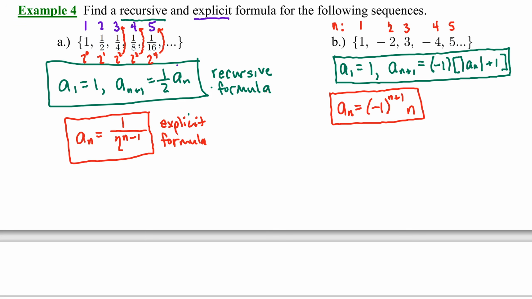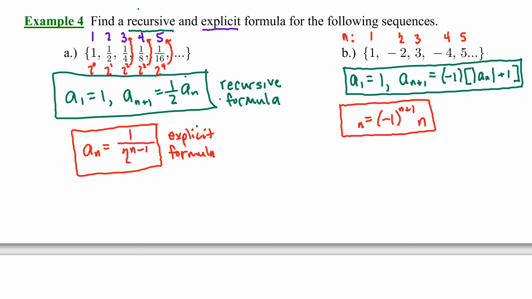In both of these cases, your brain is very likely to notice the recursive formula first. How do I obtain subsequent terms based on the previous terms? But the most valuable one to us mathematically will be the explicit formula. Again, the benefit of the explicit formula is if I wanted to, I could use this term to find a sub 100, the 100th term of the sequence, without having to know the first 99 terms.